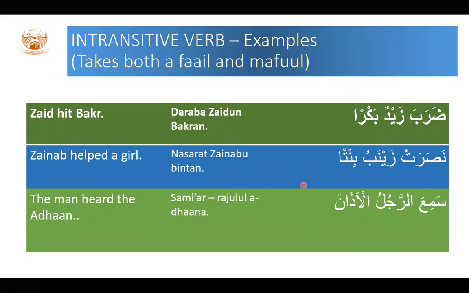Look at the second example. Zainab helped a girl. Nasarat Zainabu bintan. We have Nasarat being the verb, feminine, of course, because Zainab is the subject. Who helped? Zainab. Who did Zainab help? A girl, bintan, being the object. So with this verb, Nasarat, the action of Zainab, which is helping, can be transferred directly onto an object.